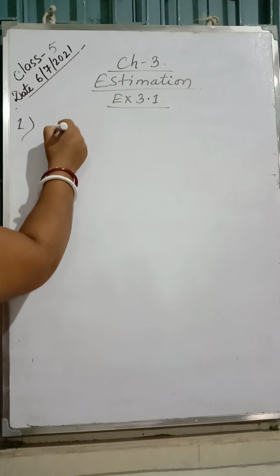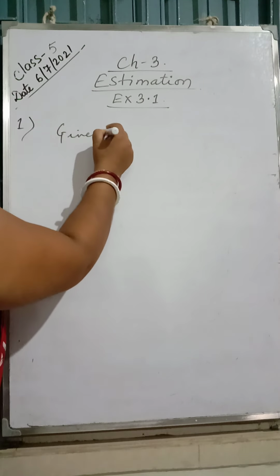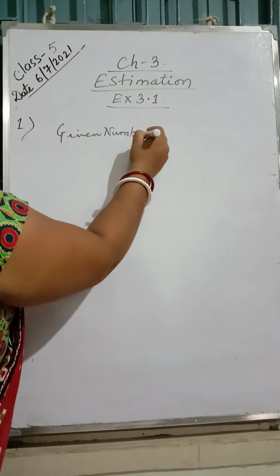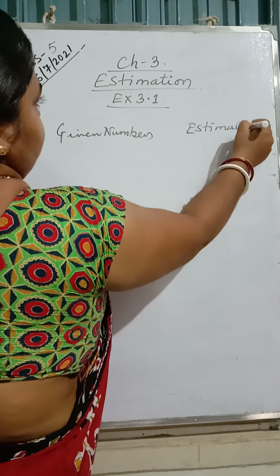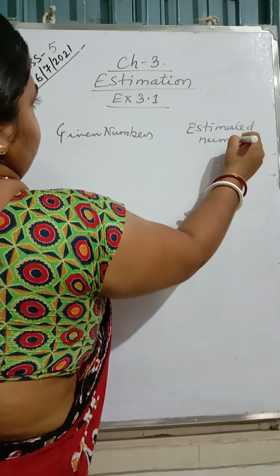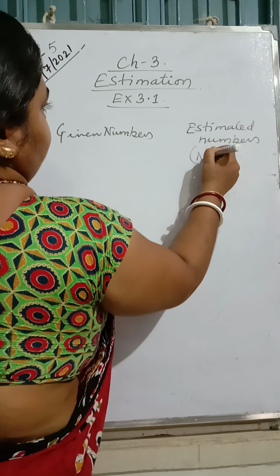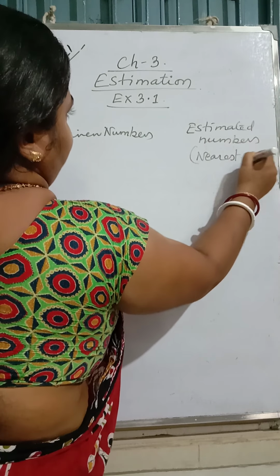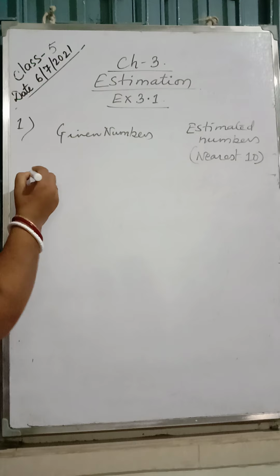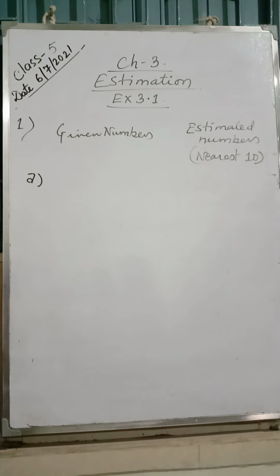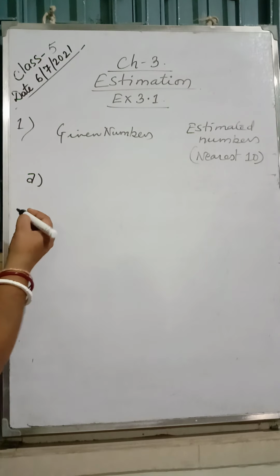Is it? You must write it in this way: given numbers, and estimated numbers nearest 10. So when we estimate, estimation, rounding off, these all are the same words. When we estimate the numbers nearest 10, we have to see the digit at unit place. If the digit at unit place is 5 or more than 5, we add 1 to the tens place digit.